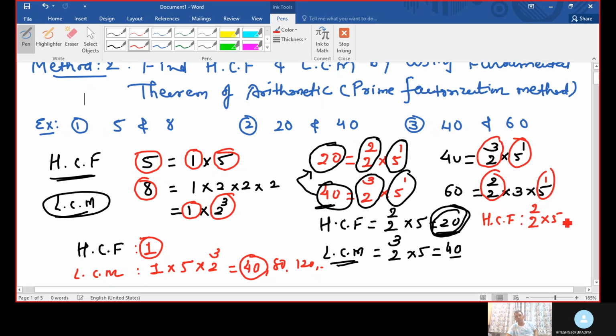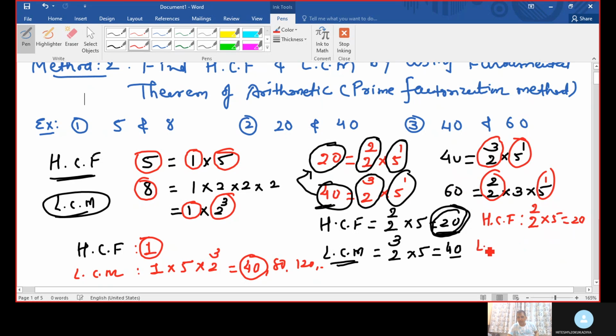So 2 raised to 2 is 4. 4 5s are 20. Here HCF is 20. Now speak your HCF table. Speak your table of 20. 2 2s are 40 and 2 3s are 60. That means our answer is right.